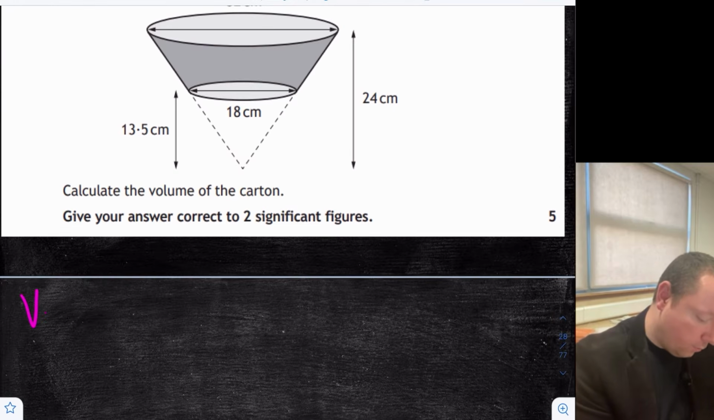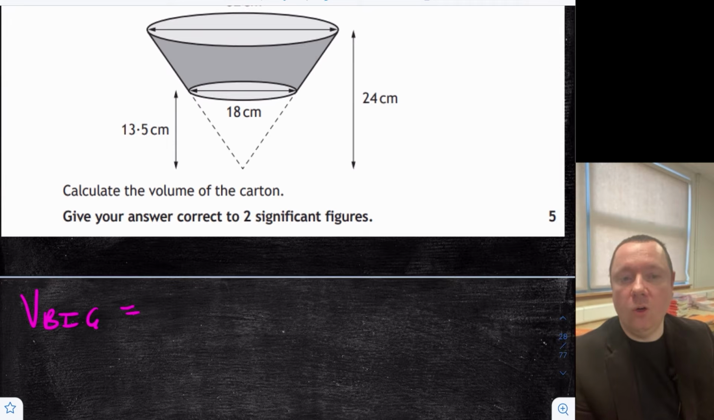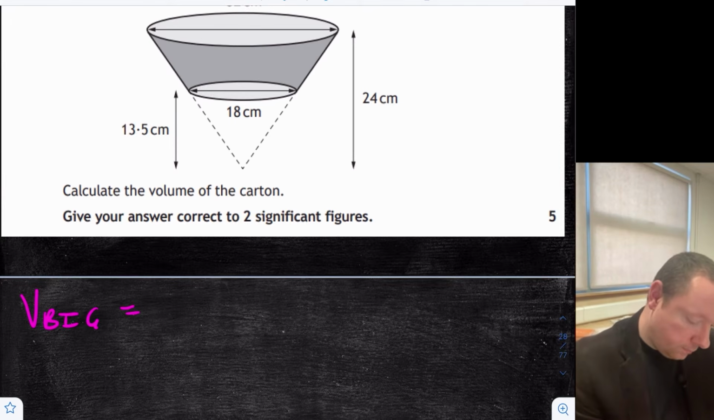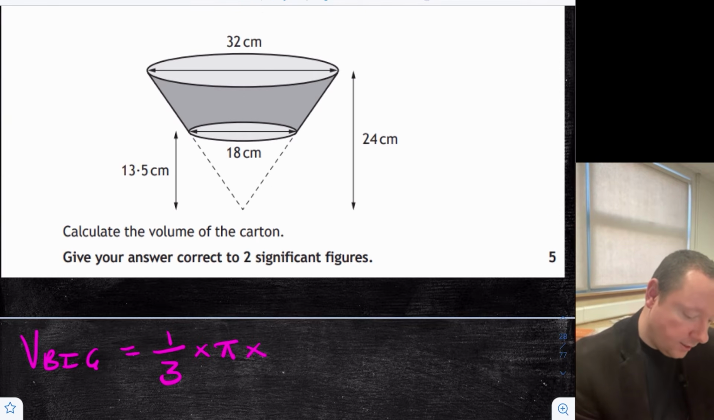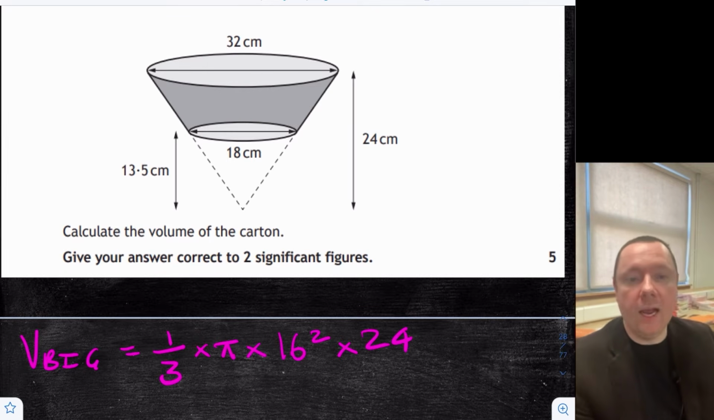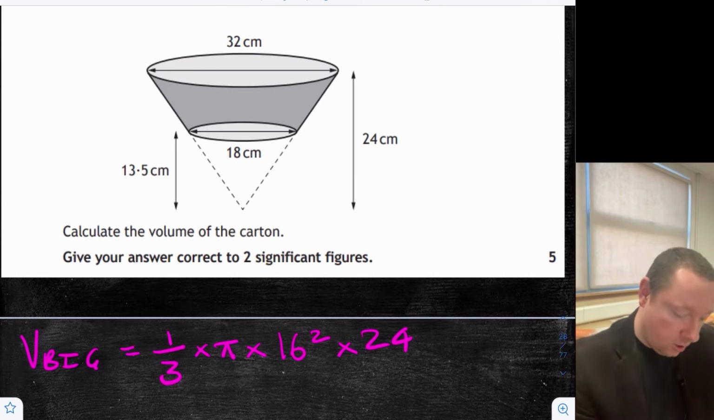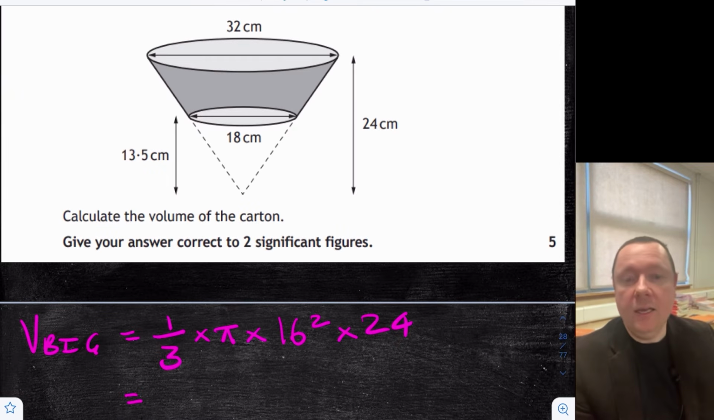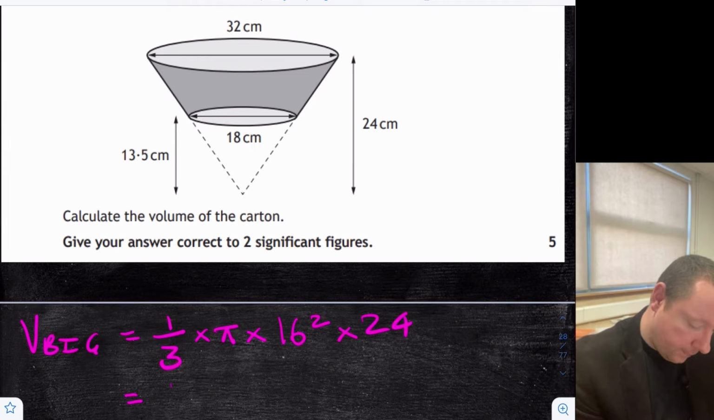So the volume of our big cone is, remember, volume of a cone is 1/3 pi r² times h, given at the start of the exam paper. 1/3 times pi times, now the radius is going to be 16 because it's half the diameter, and the height is 24. So we get a mark for doing that and getting an answer. The answer to that would be 6433.98 with a bunch of other numbers, centimeters cubed.